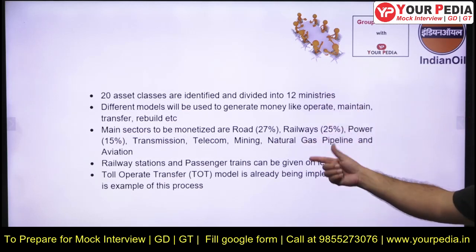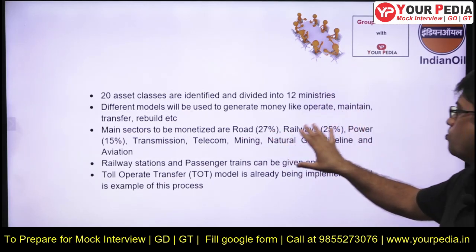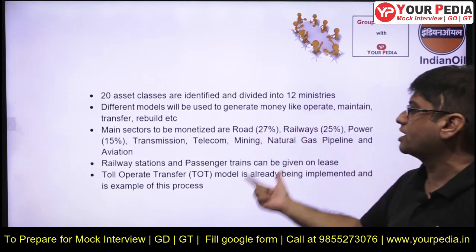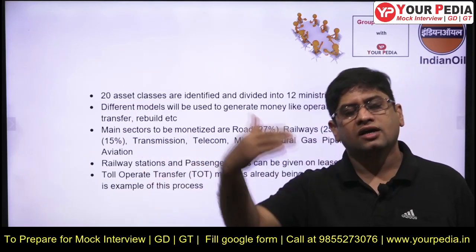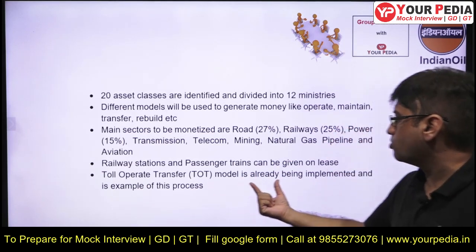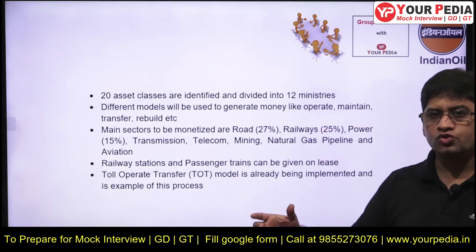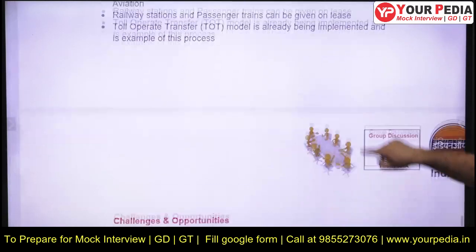So main roads, 27% comes from road, 25% comes from railway. So more than 50% comes from road and railways only. And if you add this power also, then 27, 25%, 15%, it is more than 60%, 65% from these three sectors. Toll operate transfer model was already there, where you used to make a toll and then you used to basically earn through that particular toll.